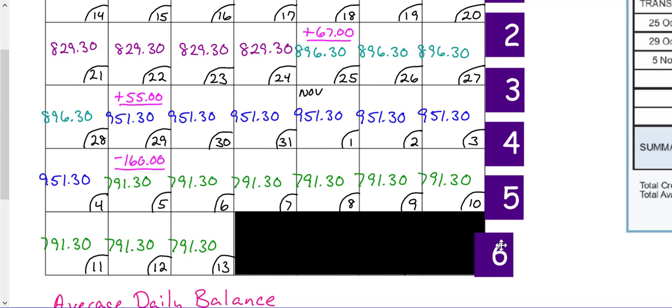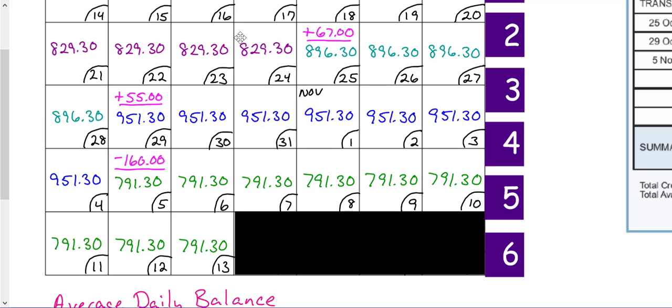So basically, what we did is for the 25th, we took $829.30 and added $67. That is our new balance. And we carried it through until we hit the next transaction on October 29th. And then we added $55 to the $896.30. And then we carried that balance through until we hit our payment date where we sent in our payment for $160, and that is going to decrease our balance to $791.30.